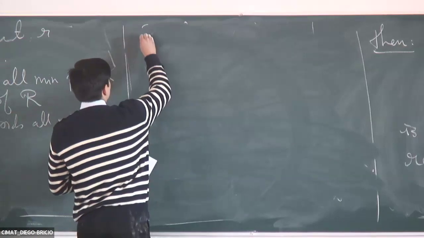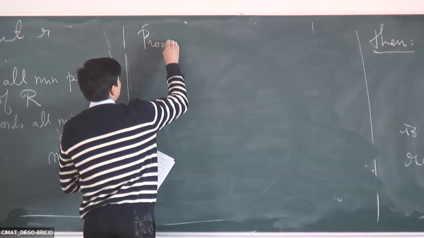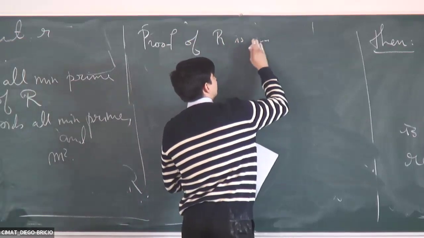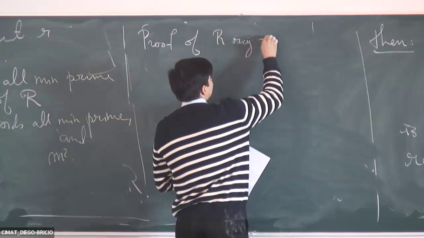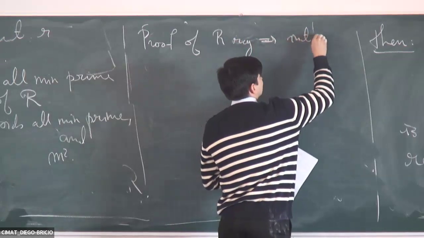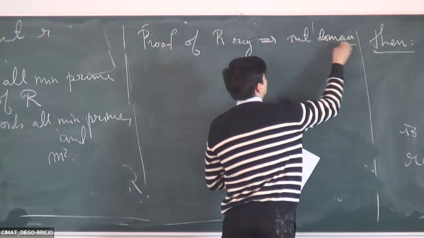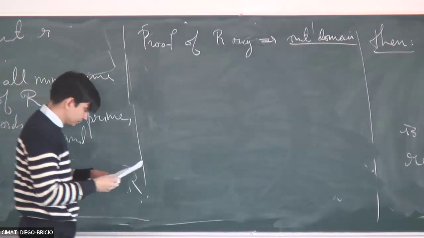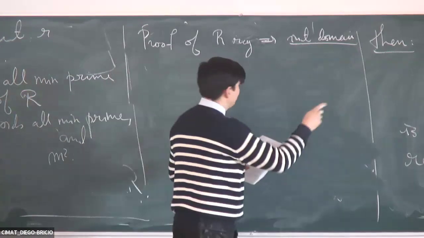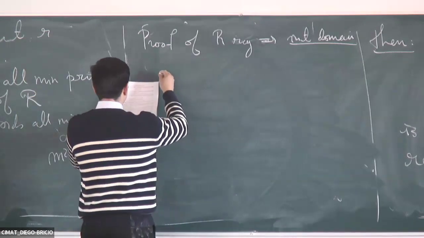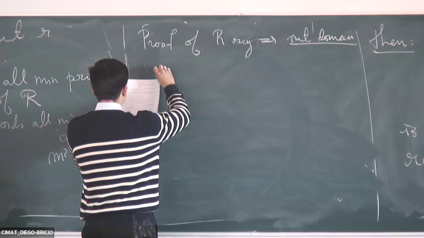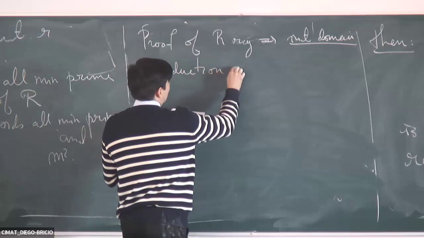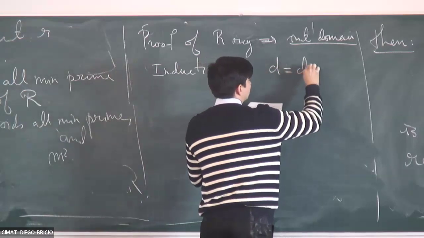Okay, so now with this we can prove that if R is regular, then R is an integral domain. Let's say that regular implies integral domain. Okay, let's keep a sketch of this. I claim it's a consequence of the lemma on the existence of regular elements. So, it's an induction on d equals the dimension of R.